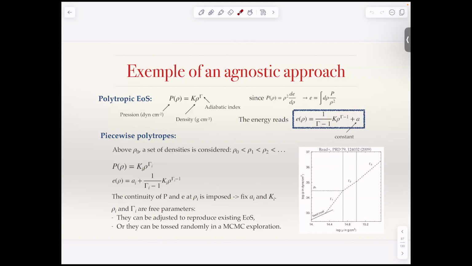Okay, so this agnostic approach does not fully answer the question that you have, which is what is the composition of matter, but it provides a very useful tool in the attempt to answer this question.